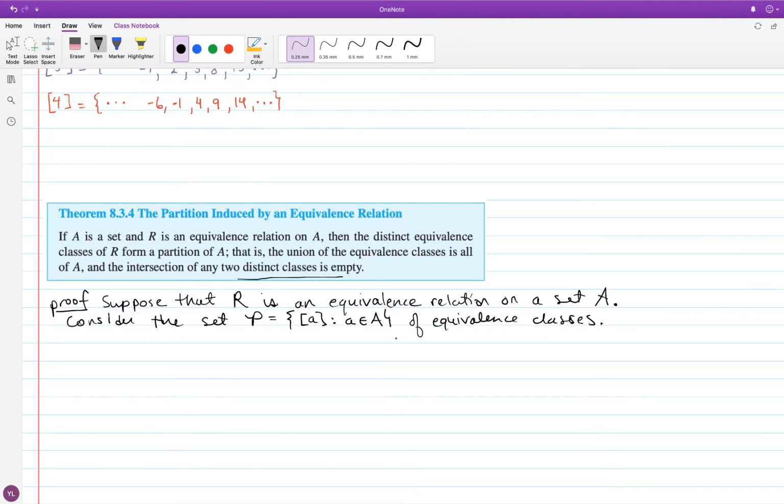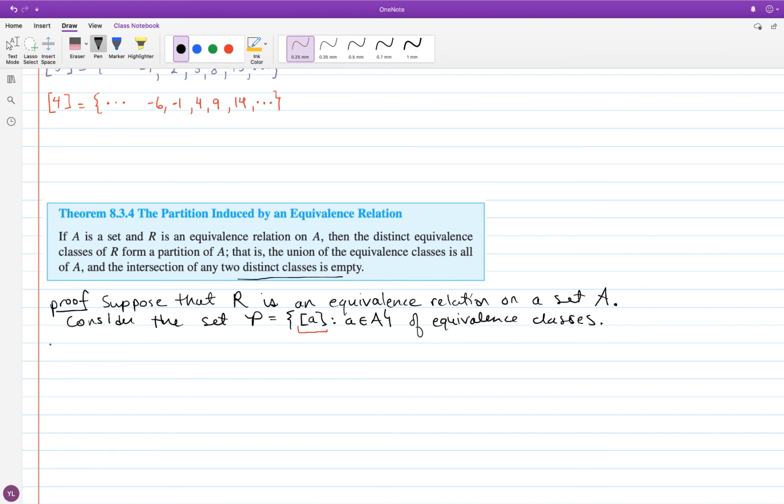Okay, so suppose we have an equivalence relation R on a set A and gather together all of the equivalence classes. Remember that each of these equivalence classes is a subset of the set A. Gather them together and put them in a bag. I'm going to call that bag P. What we'll prove is that P is a partition of the set A.